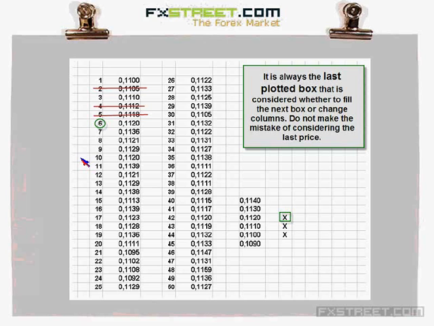Okay. So as we move on, we see prices 4 and 5. Imagine we are now here at 1110.